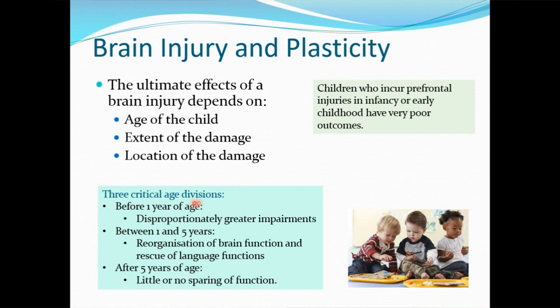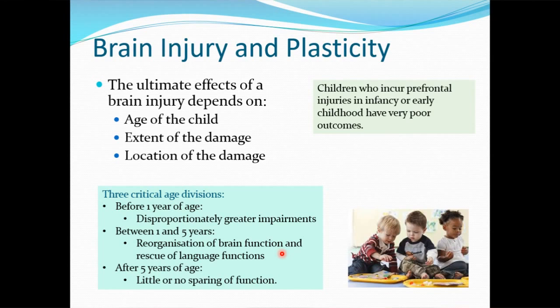And there are 3 critical age divisions. Before 1 year of age, a child who has a brain injury has disproportionately greater impairments. So it's a very bad time to have a brain injury if you're younger than 1 year old. But between 1 year and 5 years, that's when the brain has the most plasticity. The brain then tends to reorganize its functioning, mainly for the purpose of rescuing language functions. It will rearrange itself so those language functions are rescued, but to the detriment of other areas. So you get this crowding effect.